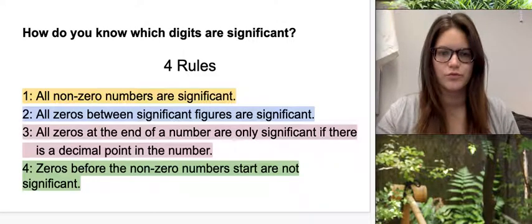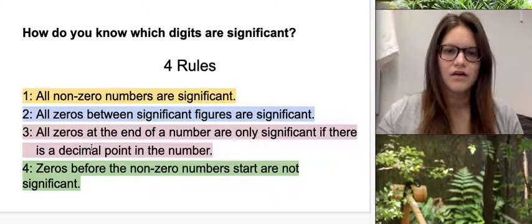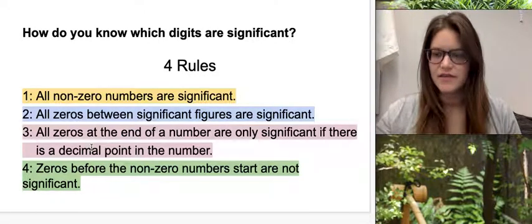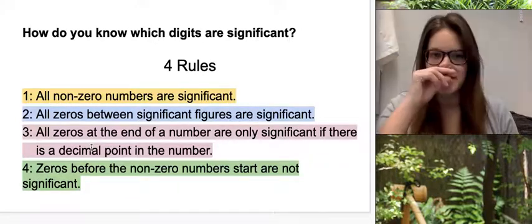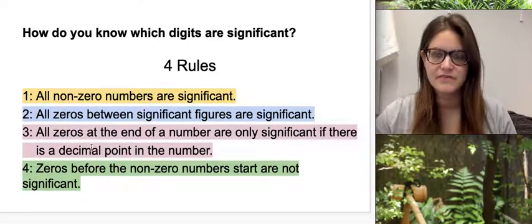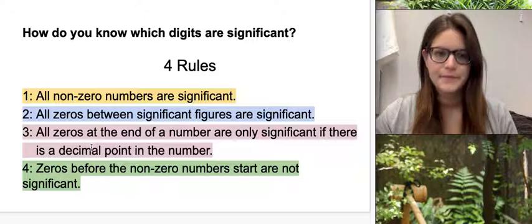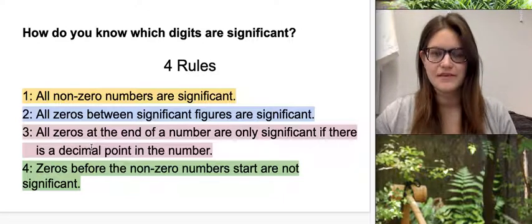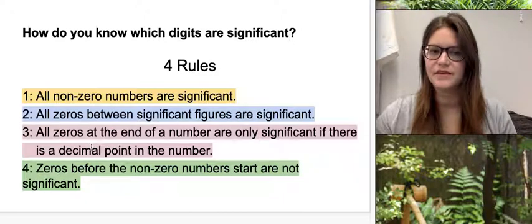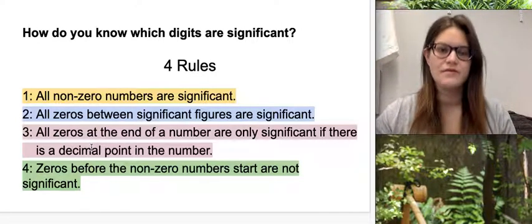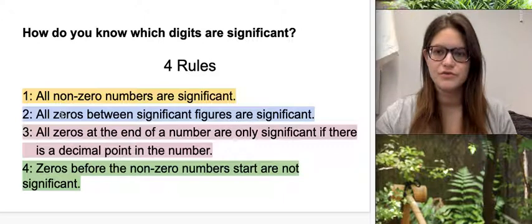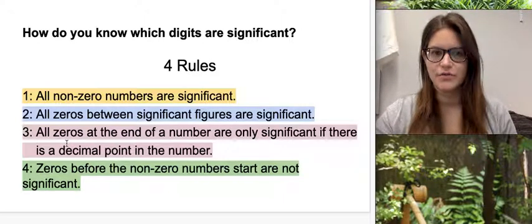Now let's talk about what the 4 rules are. First, all non-zero numbers are significant. So go ahead and write that down in your rules for significant figures. And then 2, all zeros between significant figures are significant. 3, all zeros at the end of a number are only significant if there's a decimal point in that number. And 4, zeros before the non-zero numbers start are not significant. So in this video, I'll show you examples for rules number 1 and number 2, and then we'll follow up in a second video with rules 3 and 4.